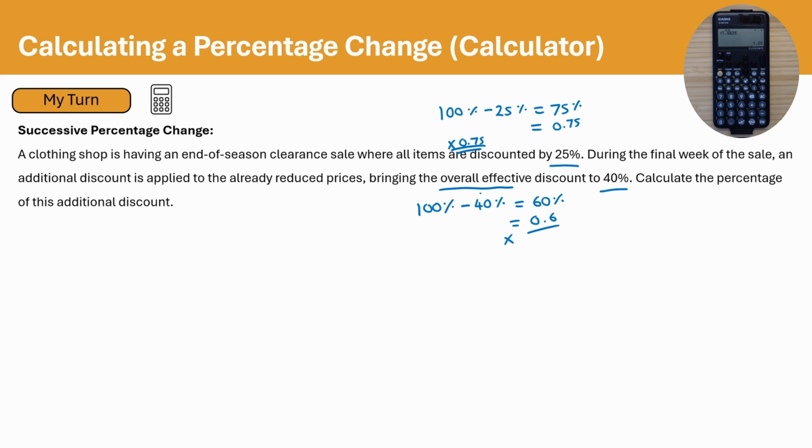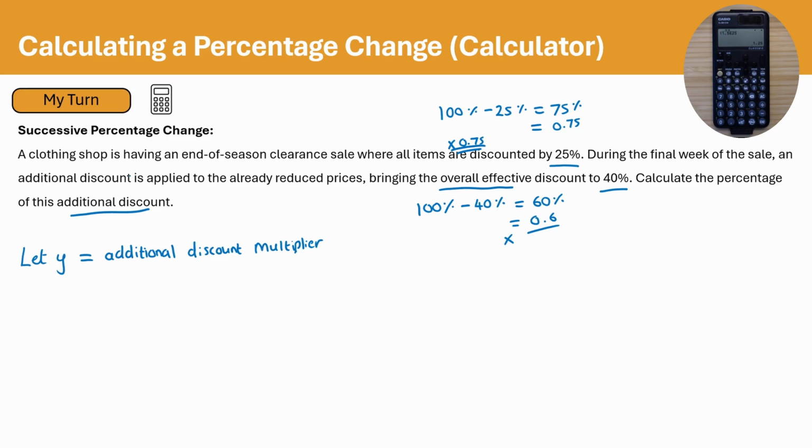Now, you might be tempted to think, well, if we've lost 25% and then we lost something else, but overall it's a loss of 40, the difference between 25 and 40, which is 15, is the unknown percentage discount. And you would be wrong to think that, and we'll look at why that's true in a second. Calculate the percentage of this additional discount. Let's let y be equal to the multiplier for the additional discount.